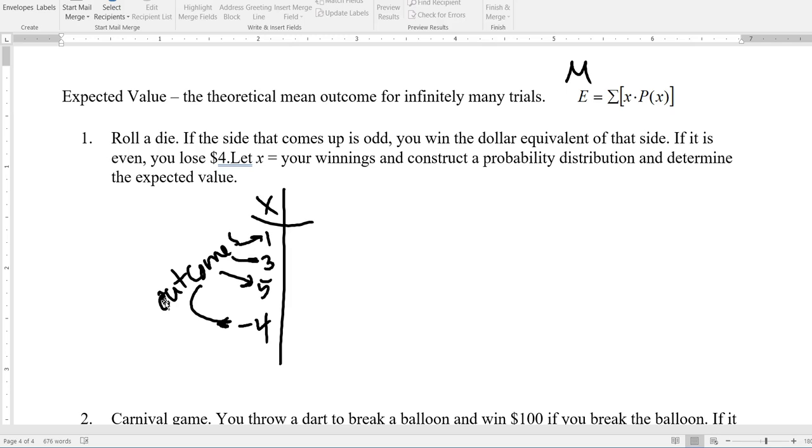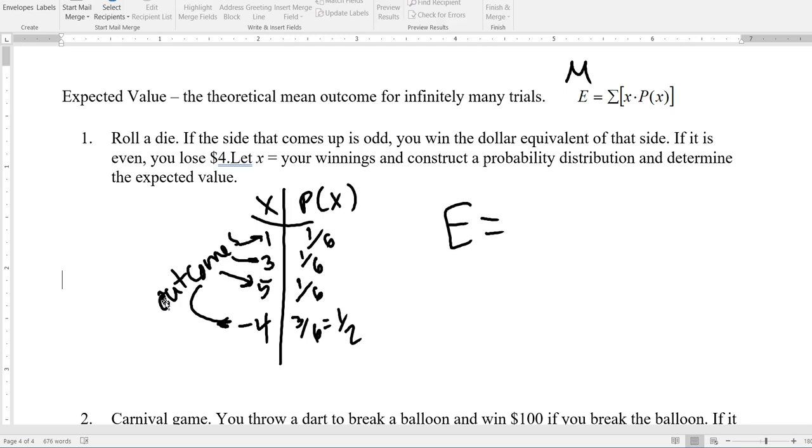What is the probability? Well, what's the probability that I win $1? 1 out of 6. What's the probability I win $3? Well, if I roll a 3, that's also 1 out of 6. What's the probability I win $5? 1 out of 6. What's the probability I lose $4? 3 out of 6, or 1/2. How would I get the expected value?